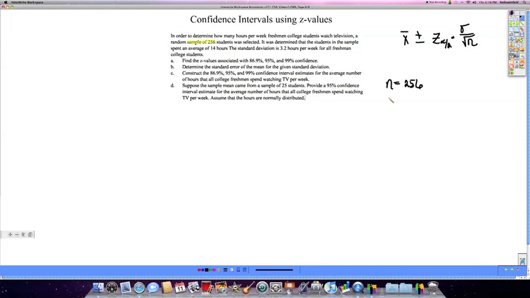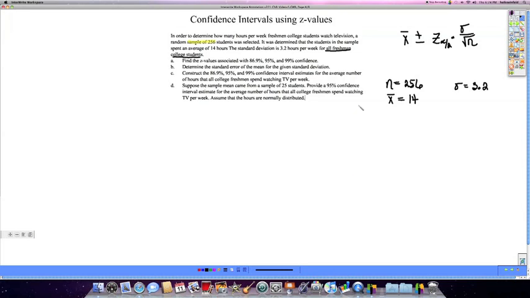So we also know that our x bar is 14. And the standard deviation is 3.2 hours per week for all freshman students. Now, all freshman college students indicates a population standard deviation, which is 3.2. And of course, this is our population notation here, so that is the correct statistic for us to use.